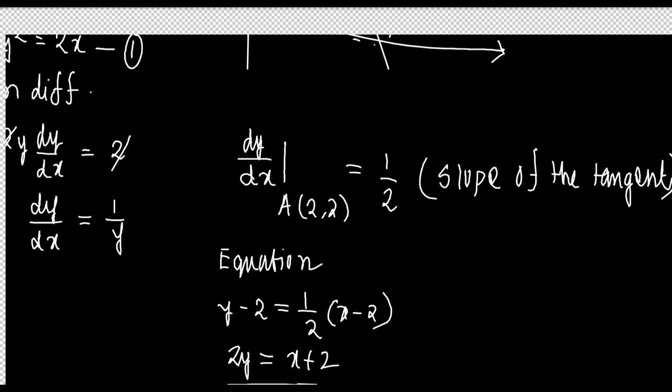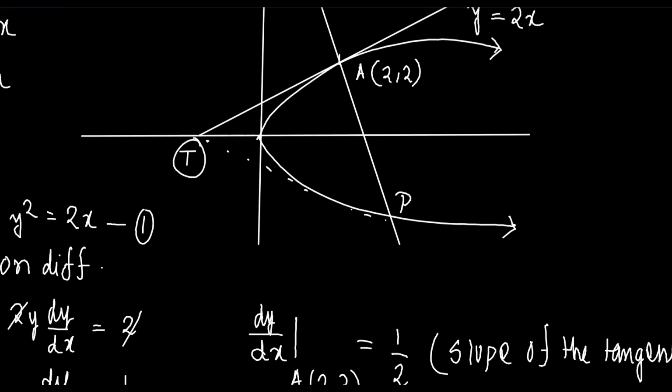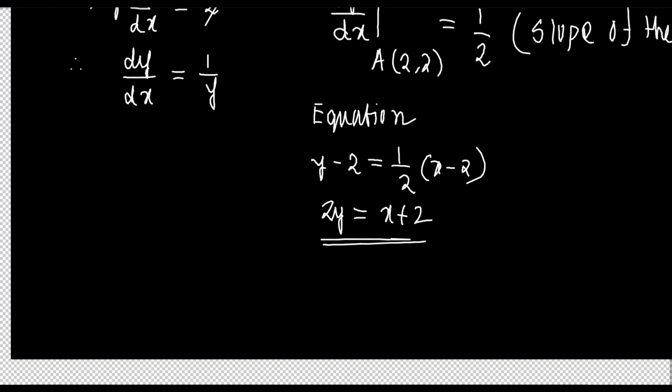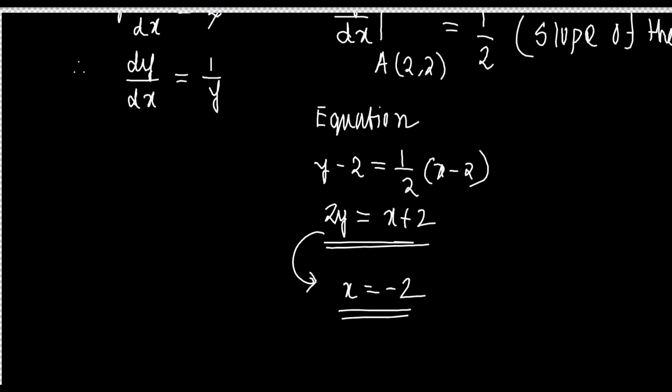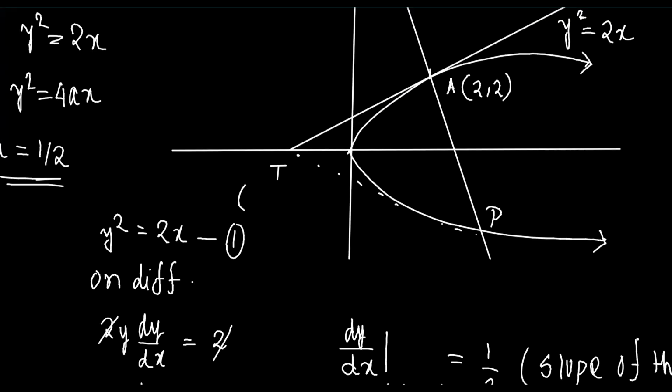Okay, now the coordinates of T we have to find out. For T, the ordinate should be 0. Why? Because it is touching the x-axis, no? So if it's touching the x-axis, therefore the y coordinate, that means the ordinate, will be 0. So if we put y equal to 0, x is equal to minus 2. So we have found the coordinates of T, that is (minus 2, 0). Okay. So we have got A, we have got T.